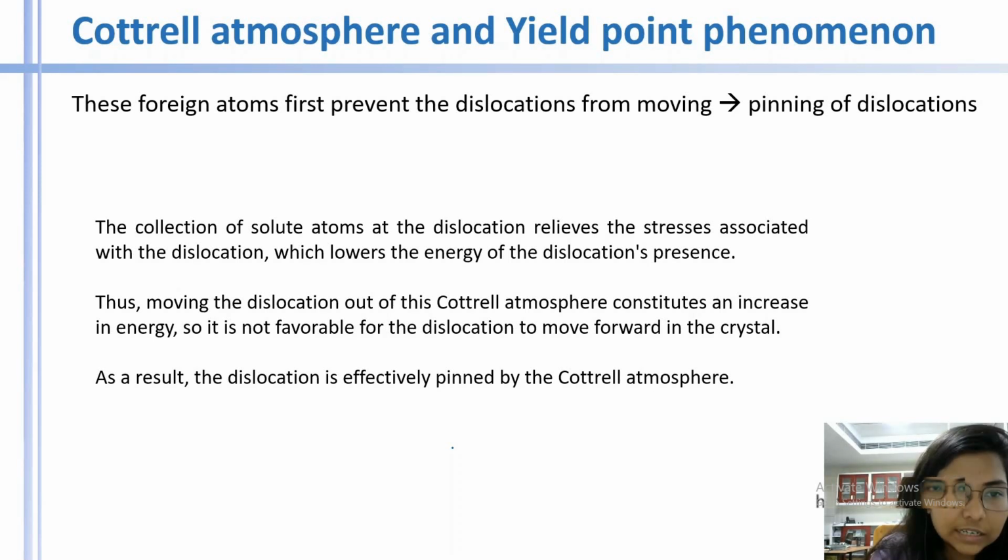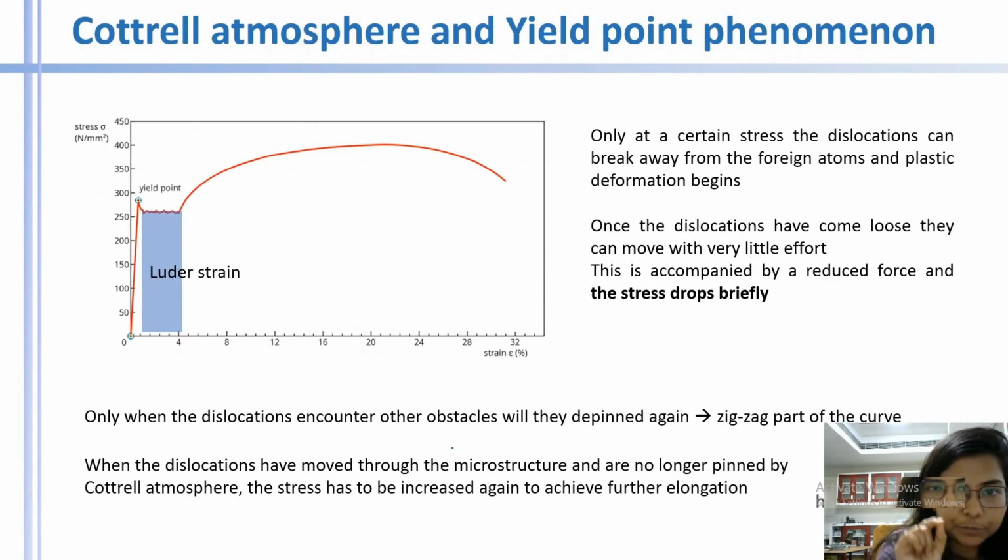What happens is that the collection of the solute atoms at the dislocation site relieves the stresses associated with the dislocation, which lowers the energy of the dislocation's presence. Thus, moving the dislocation out of this quadrille atmosphere constitutes an increase in energy, so it is not favorable for the dislocation to move forward in the crystal. As a result, the dislocation is effectively pinned by the quadrille atmosphere. So this is the yield point.